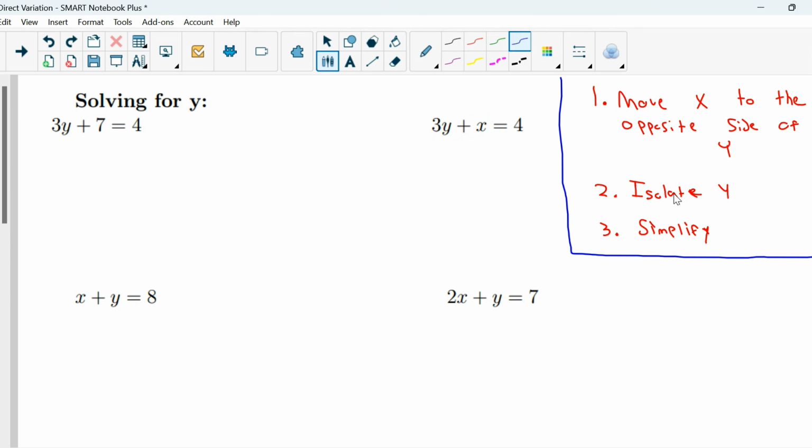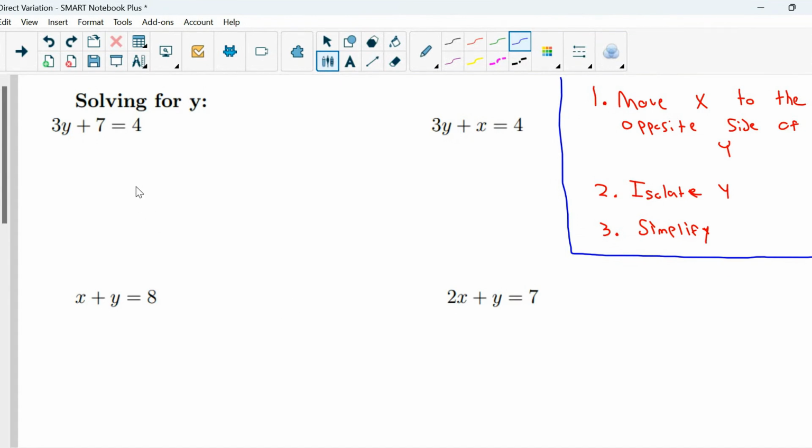So let's look at a couple of examples for solving for y. Okay, we're just going to do the left side here. We'll save the right side for class. Okay, so when solving for y, we need to first make sure that we move x to the opposite side of y. In this first example, we don't have x. So we can move to number 2.